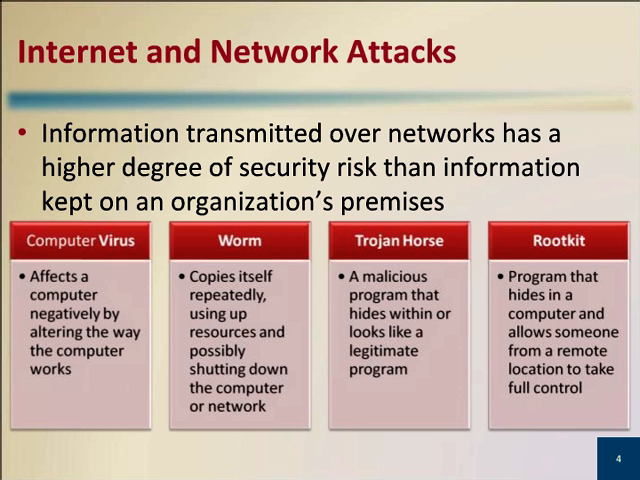A virus is a potentially damaging computer program. A worm is a program that copies itself repeatedly, and a Trojan horse is a program that hides or looks like a legitimate program. Computer viruses, worms, and Trojan horses are classified as malware, short for malicious software. It is predicted that there will soon be 8.5 million different virus strains for IBM and compatible computers.